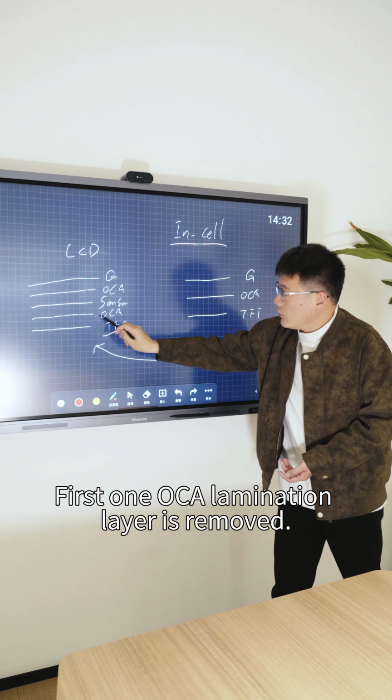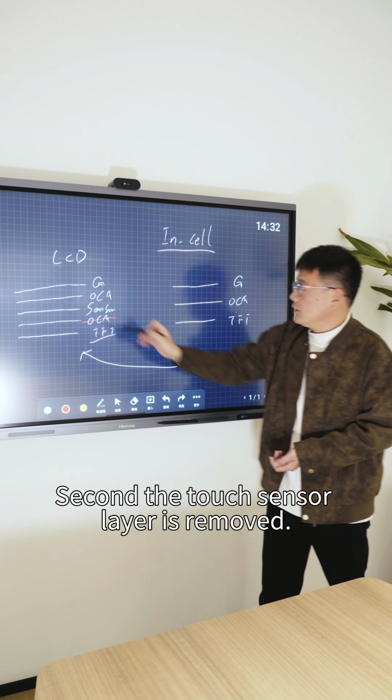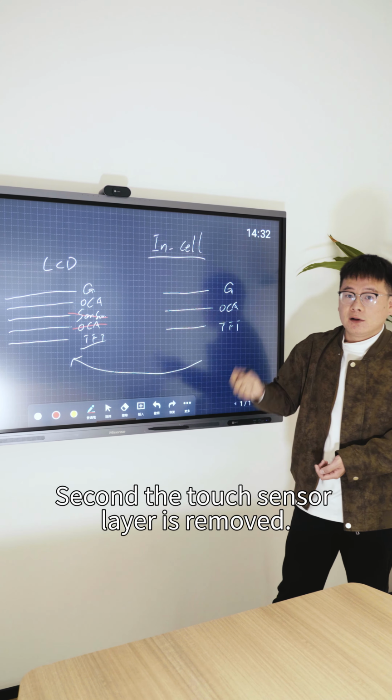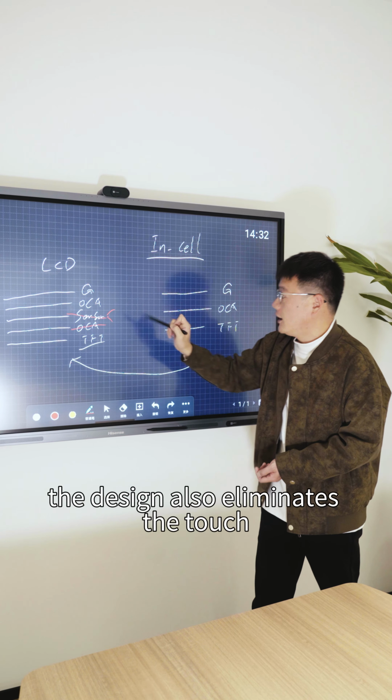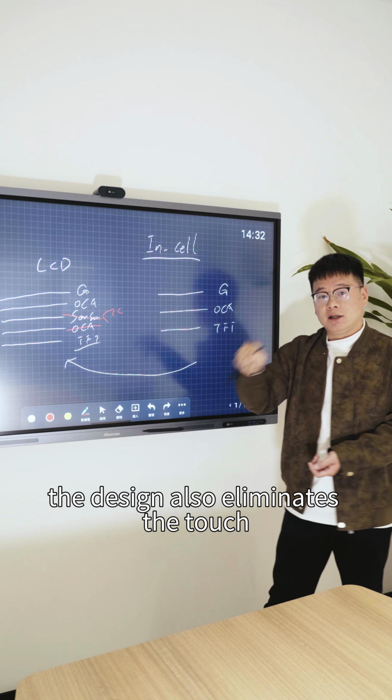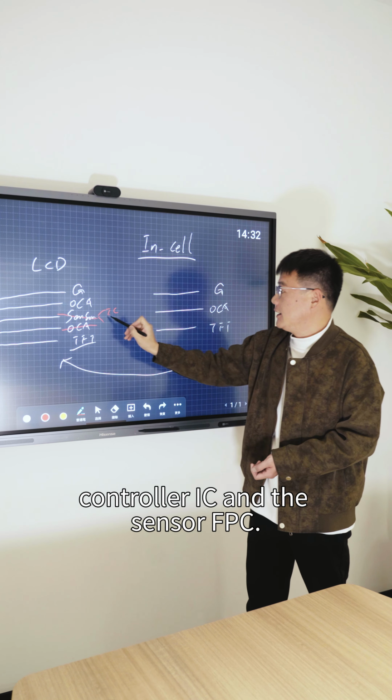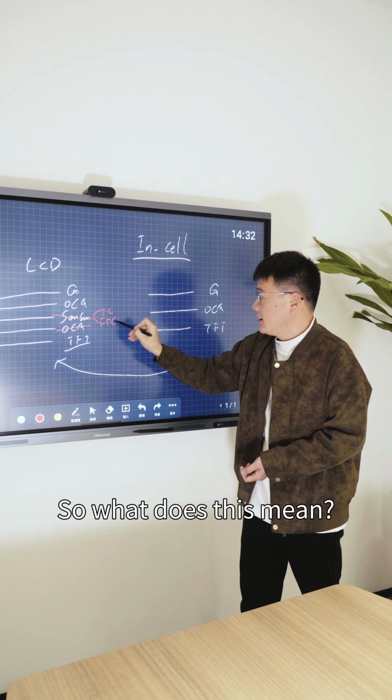First, one OCA lamination layer is removed. Second, the touch sensor layer is removed. And because of that, the design also eliminates the touch controller IC and the sensor FPC. So what does this mean?